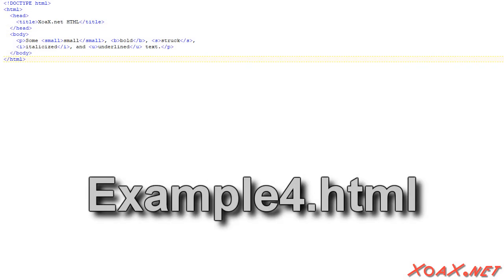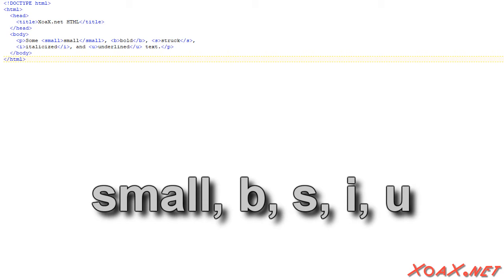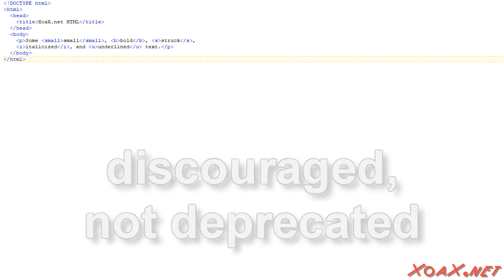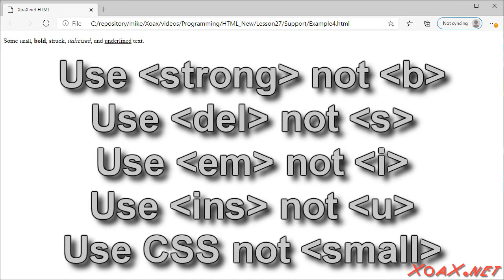For our fourth example, we revisit some of the elements that we have seen before: small, bold, strike, italics, and underline. These elements are not deprecated. That is, they are still part of the standard, but their use is discouraged. Opening this document, we see that these are all still supported, of course. As we have mentioned before, we should favor strong over bold, delete over strike, emphasis over italics, and insert over underline. The small elements should be avoided, and we should use styling instead.